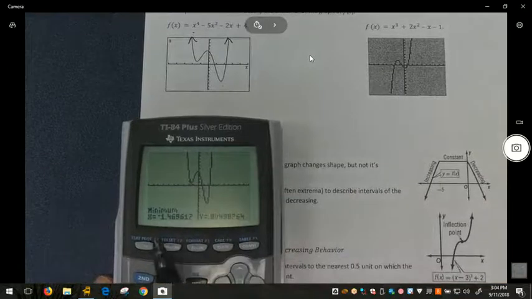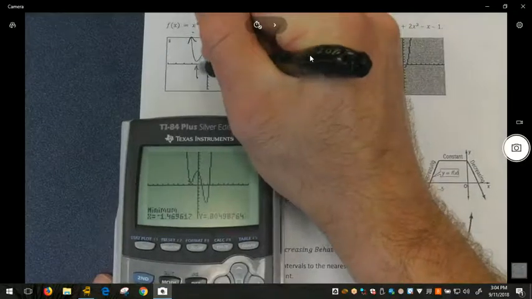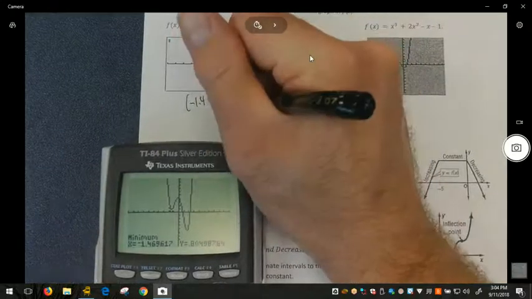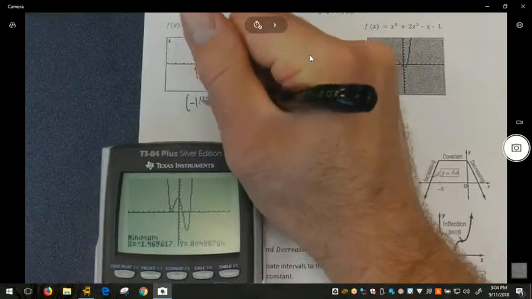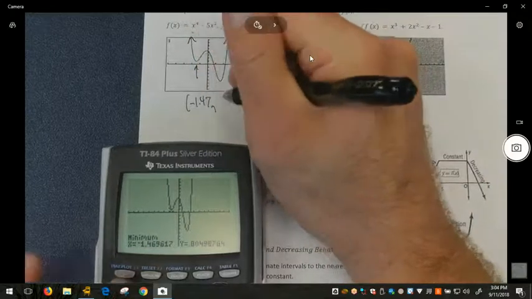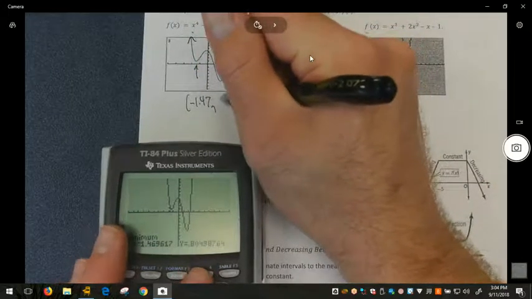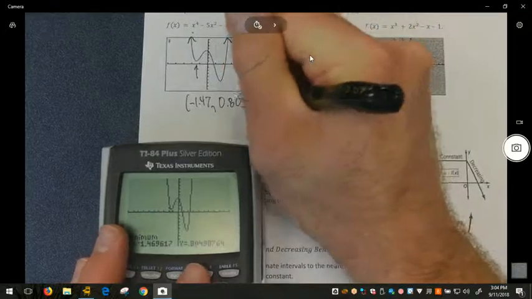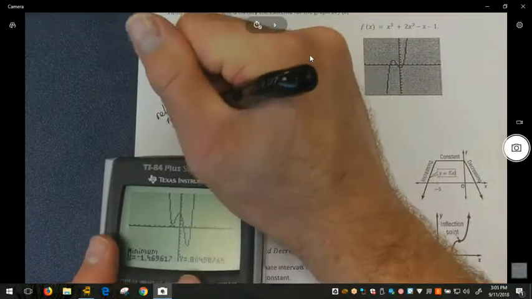And then hit enter for it to bounce back and forth and get the value it can come up with as the relative min. So this relative min right here is negative 1.469, so I'm going to round it to negative 1.47. Its output or height at that value is 0.804, so 0.80. This is a relative minimum.